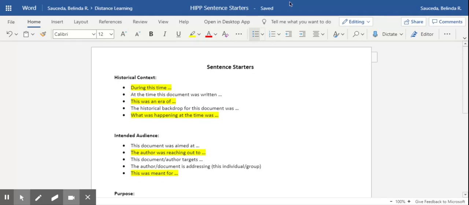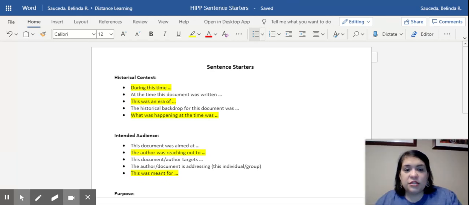Now, setting up context and analyzing the document. I'm not going to read through it all, but it's there. Now, I am not going to make you do this. But if you are taking the AP exam, then you can go ahead and do this on your own. But you don't have to do it. So going back to these sentence starters, are there any questions?